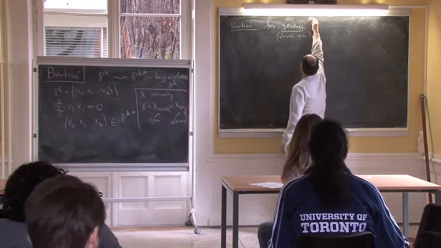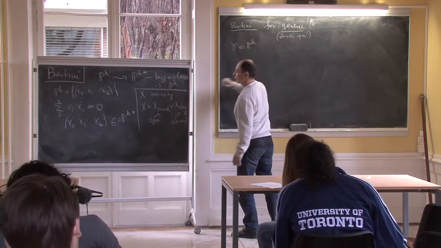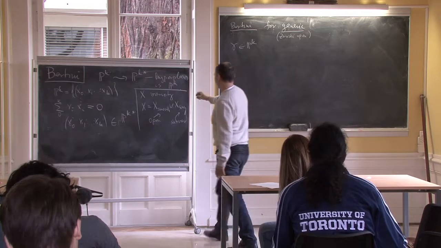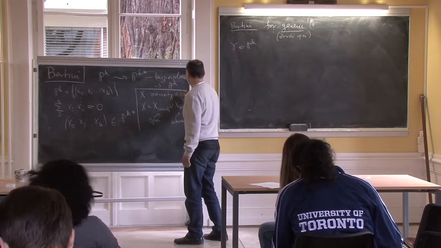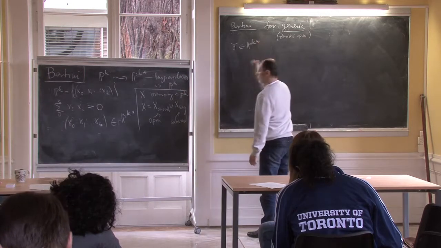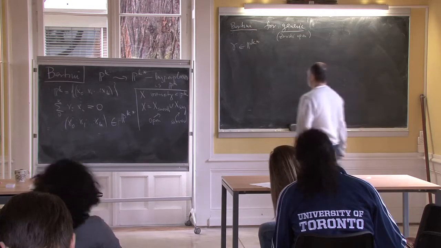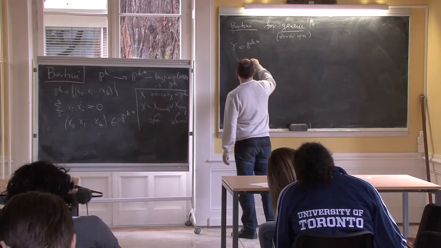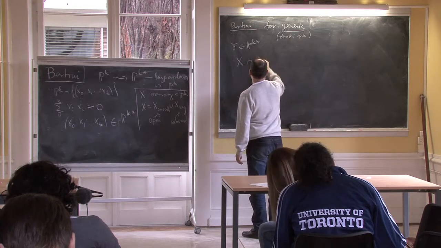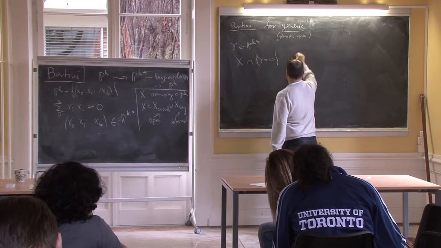So for a generic gamma in P^k star, for a variety in P^k, say here. In other words, for a generic hyperplane, the intersection of X and this hyperplane, gamma equals 0, is transversal.